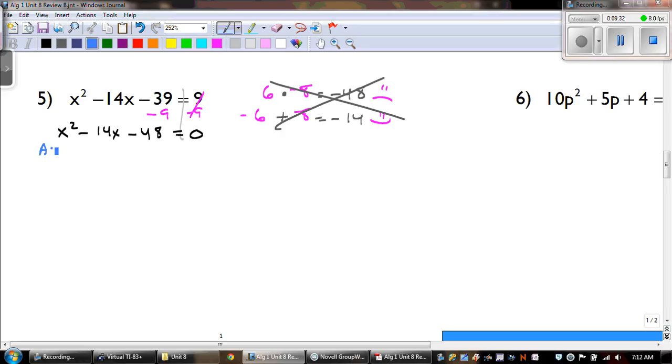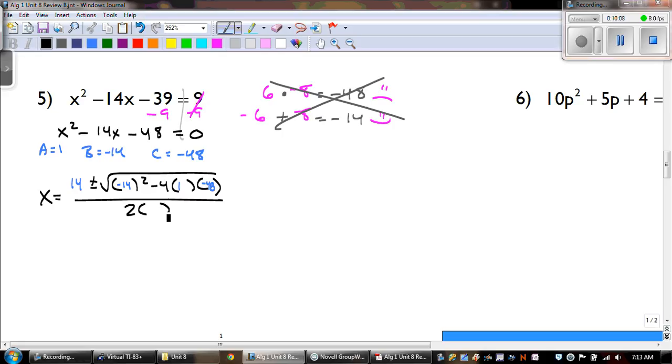So I need to know that a is 1, b is -14, and c is -48. So remember that x equals the opposite of b. Well, b is already negative. So the opposite of that would be a +14, plus or minus the square root of b squared, which is -14, minus 4 times a times c. So 1 and negative 48. All divided by 2 times a, and 2 times a is 1.